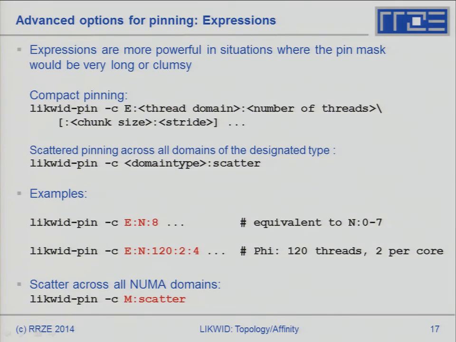Another way of using it is with scattered placement. For example, if you use -c m scatter, and you set the number of threads to 4, it scatters those 4 threads as widely as possible across your NUMA domains. That's what we said in the stream example. That's what you get in this way. It does a round-robin placement.